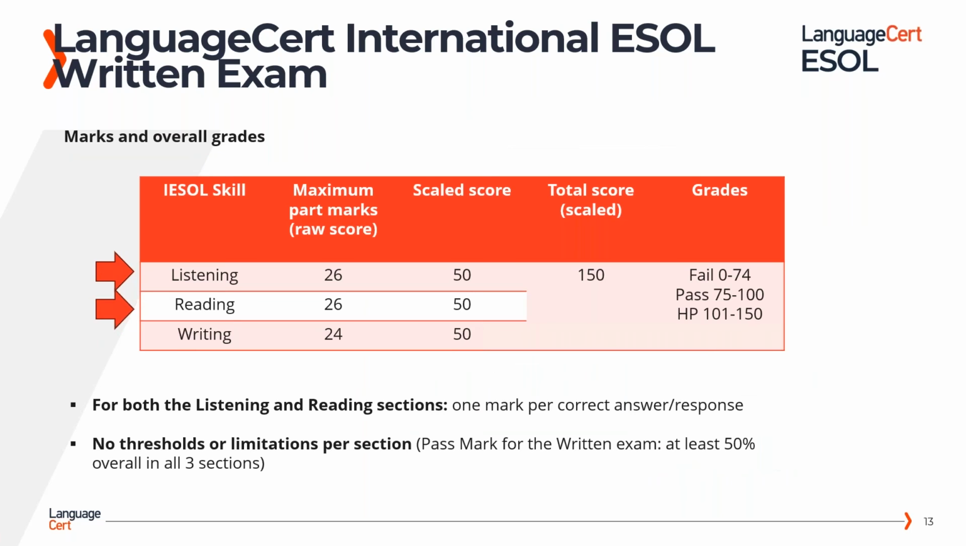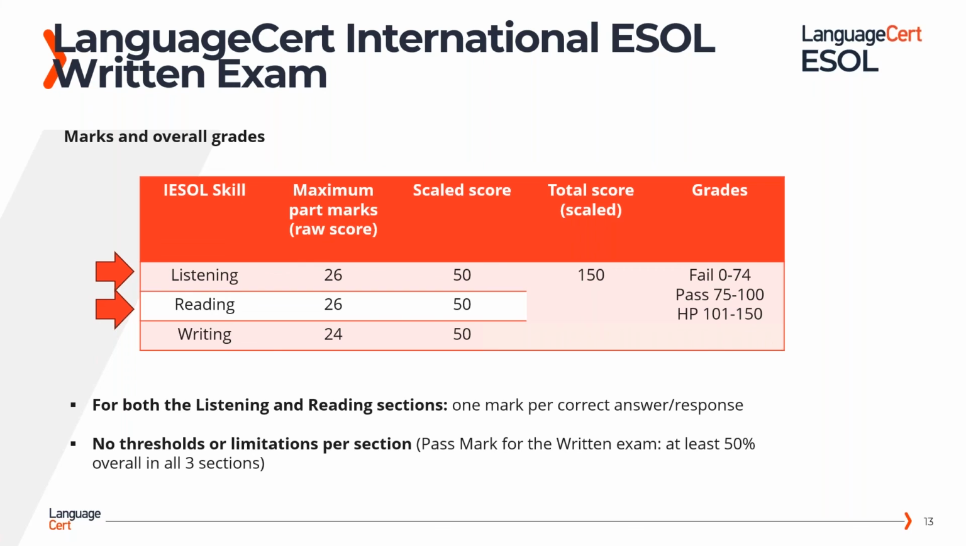This table summarizes how marks and grades are awarded. It relates to the 3 components of the written exam: listening, reading, and writing. Let's focus only on how the listening and reading sections are assessed. For both the listening and reading sections, candidates are awarded 1 mark per correct response.